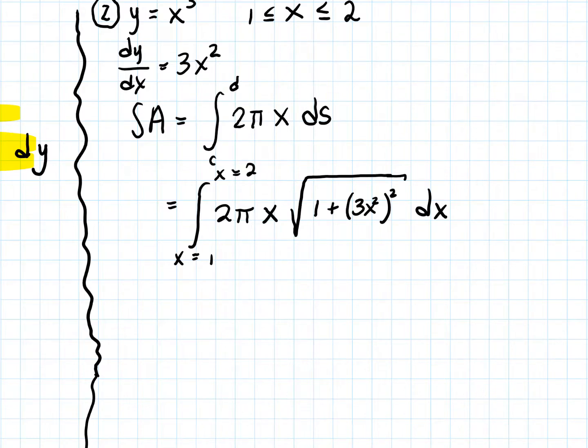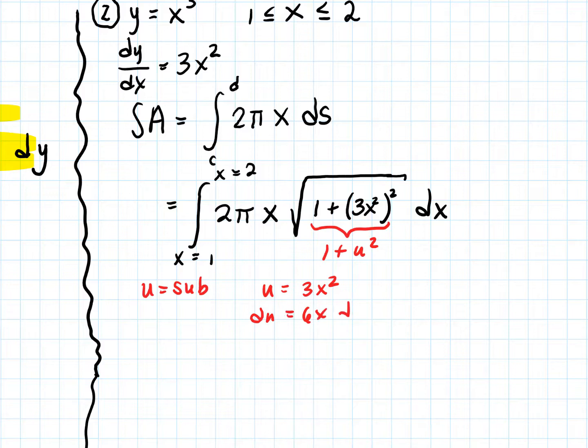I don't have any simplification to do because this right here is pretty clear to me that that's a 1 plus u squared. And so I don't have a whole lot of simplification. I can just go right into the u sub. And so here, if I do the u sub, let's just look at this real quick. U would be 3x squared. Du would be 6x dx, or x dx would be du over 6.